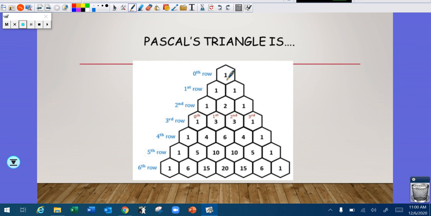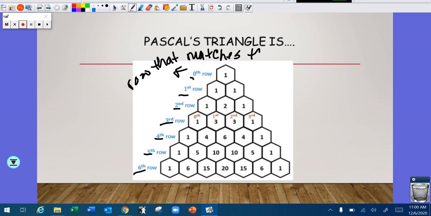For the first row, or the zeroth row, we just put 1. And this out here means the exponent. They call it the row that matches the exponent. So if the exponent is a 0 power, you use this row. If the exponent is the first power, you use this row.